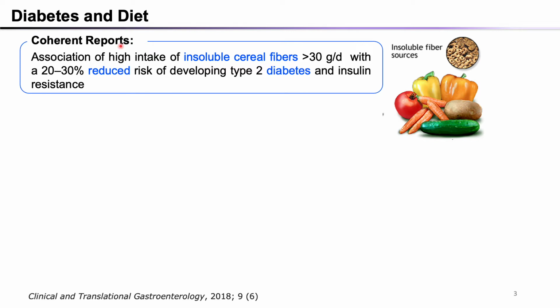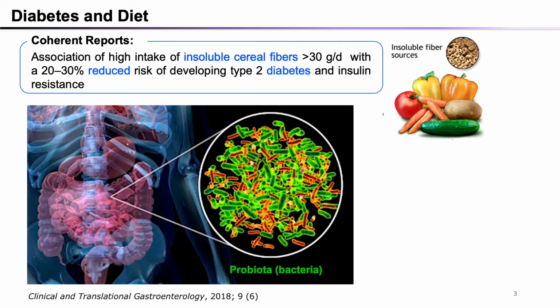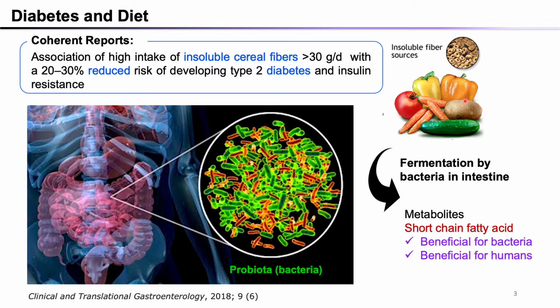There are several reports which have confirmed that high intake of insoluble dietary fibers reduces the risk of developing type 2 diabetes and insulin resistance, and that is probably because of the bacteria in the gut, which basically ferment the insoluble fibers into several metabolites, including short-chain fatty acids, which have been associated with the decrease in symptoms of type 2 diabetes and insulin resistance.